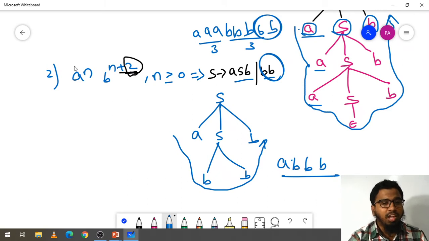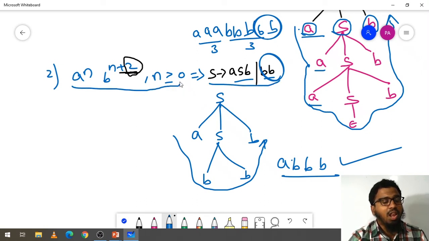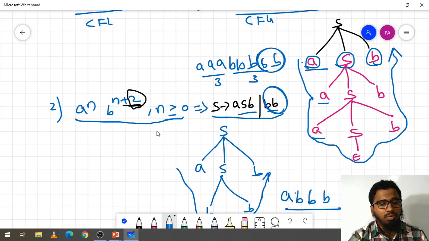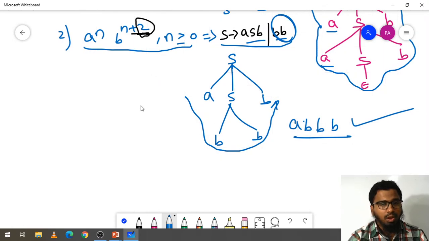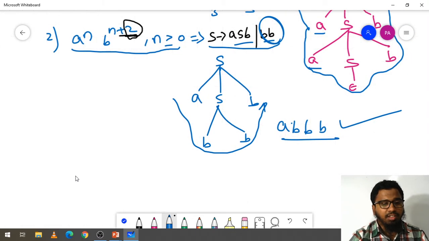So this is the answer, and what it is telling is, if A is 1, then B should be 3. So this condition is true. Okay, so this is a grammar and this is a context free language. So this is about another example. Now we will take another example, that is 3.